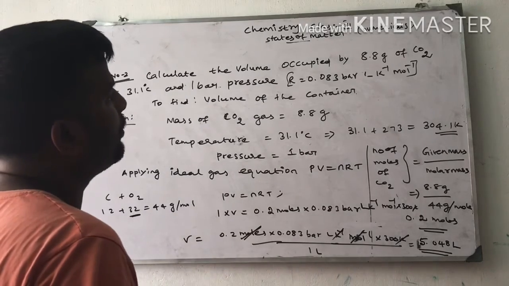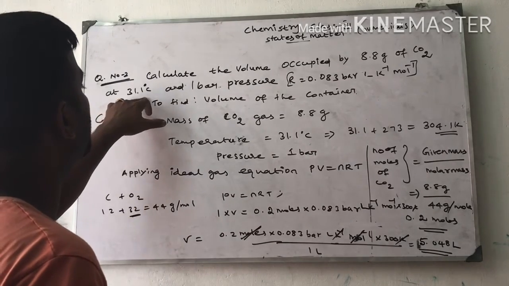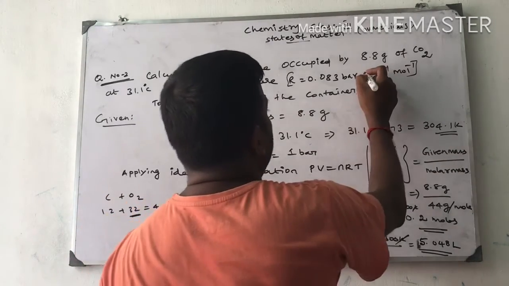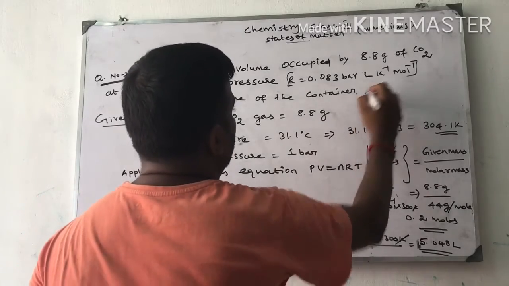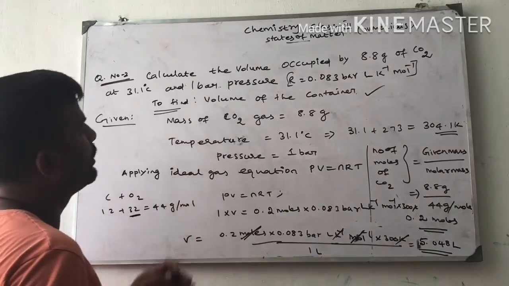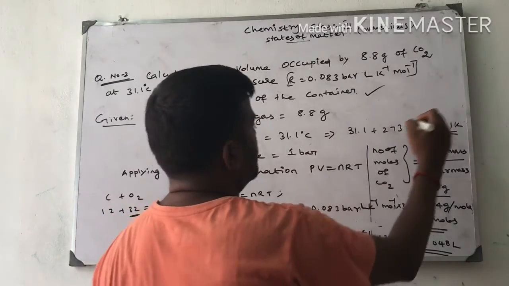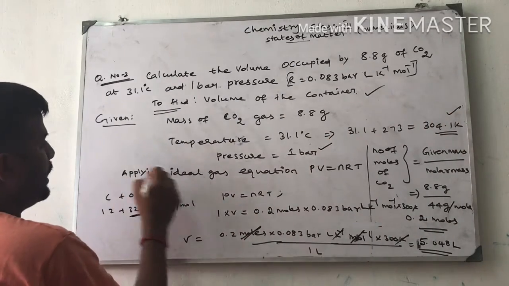Once again, I repeat the problem. Calculate the volume occupied by 8.8 gram of carbon dioxide at 31.1 degree Celsius and 1 bar pressure. R value is given, right? First we have to write what we have to find: volume of the container. Then given, what are the terms given? Mass of carbon dioxide given, temperature given, convert the temperature into Kelvin, pressure given, 1 bar.